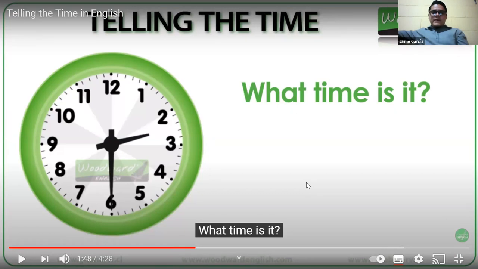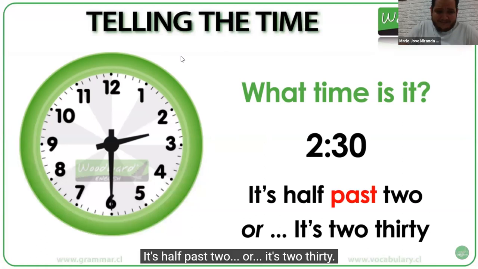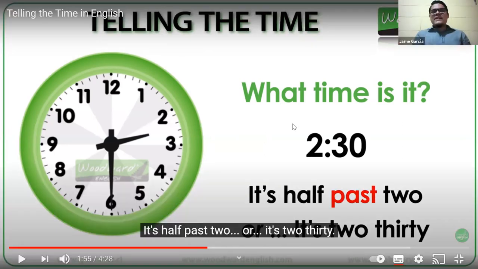What time is it? Okay, Mario, what time is it? It's 1:30. It's 2:30. Okay, let's check it out. Past two. Yeah. It's half past two. Yes, it's half past two. Or you can say it's 2:30.